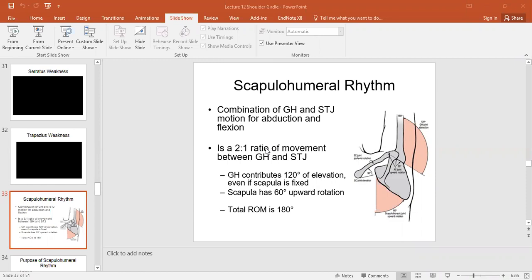So it's kind of a passive thing. It's not really a muscular motion that occurs at the clavicle. It's pulled along by the ligament.